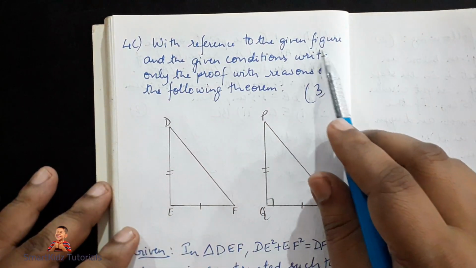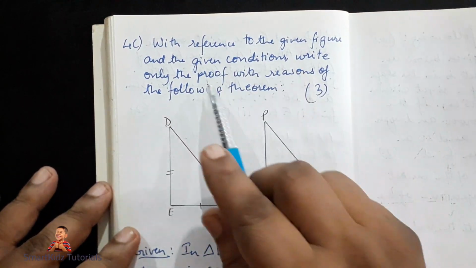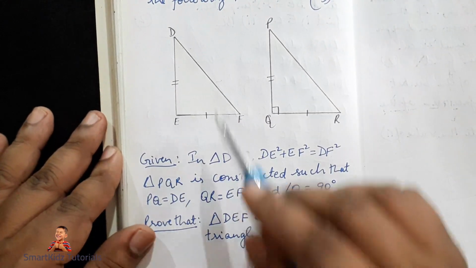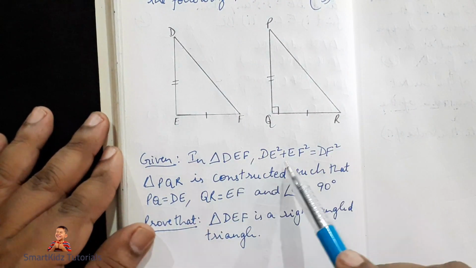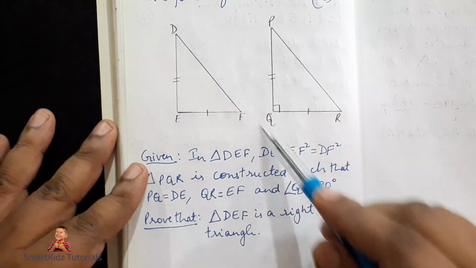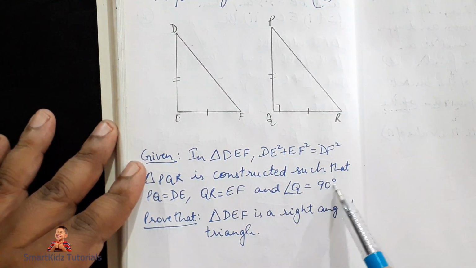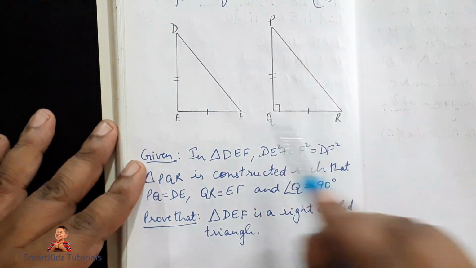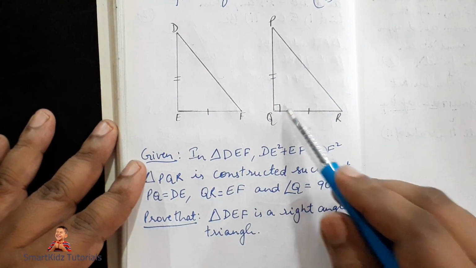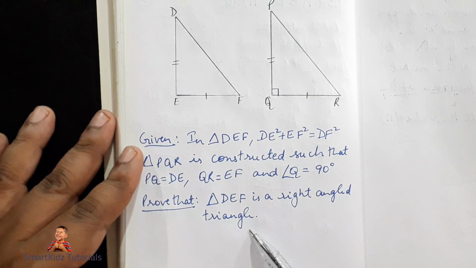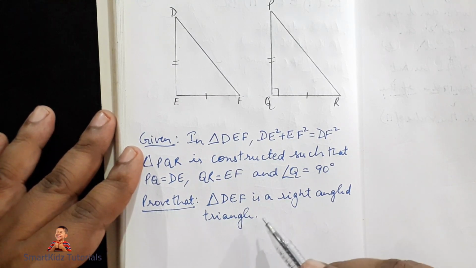4C, with reference to the given figure and the given conditions, write only the proof with results of the following theorem. Given in triangle DEF, DE square plus EF square equal to DF square. Triangle PQR is constructed such that PQ equal to DE, QR is equal to EF, and angle Q equal to 90 degrees. Prove that triangle DEF is a right angle triangle. So this is the converse of the Pythagoras theorem that we need to show.